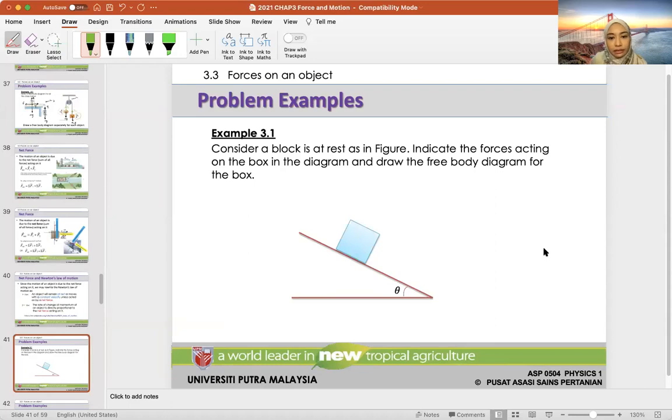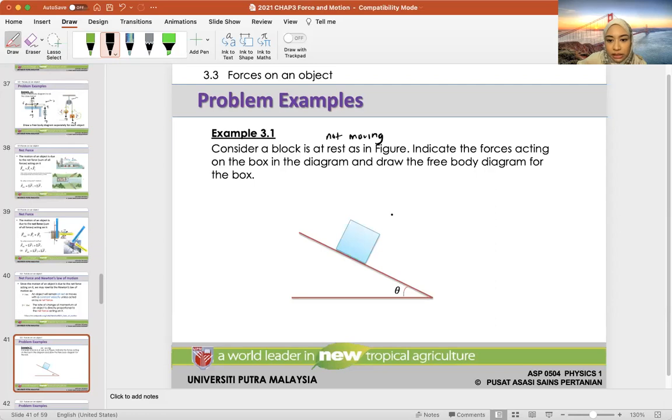Consider a block at rest as in figure. Indicate the forces acting on the box in the diagram and draw the free body diagram for the box. Okay, so kat sini, can I ask, alamak susah pula nak lukis kan? Okay, kita jawab je lah soalan ni terus. So consider a block at rest. So it's not moving. Indicate the forces on the box in the diagram and draw the free body diagram for the box.